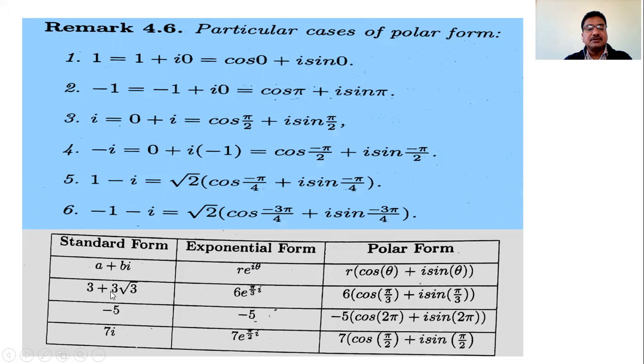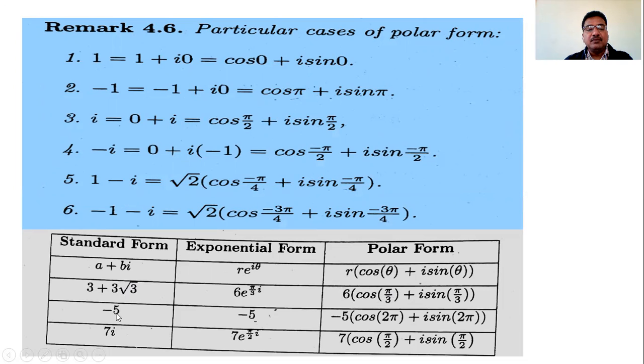Okay, 3 plus 3 root 3 i. Pi by 3 is its principal argument, and 6 is its modulus. So use the formula to obtain modulus as root x square plus y square. 3 square is 9, and (3 root 3) square is 9 into 3, that is 27, plus 9, 36. Root 36 is 6, its modulus. And the argument is what? Both are positive, so tan inverse y by x: 3 root 3 by 3 is root 3, and tan inverse root 3 is pi by 3.